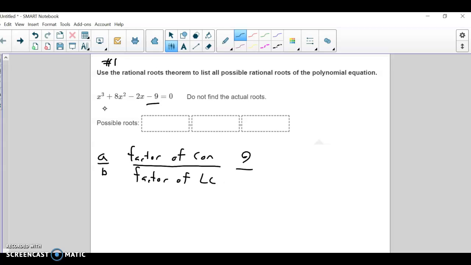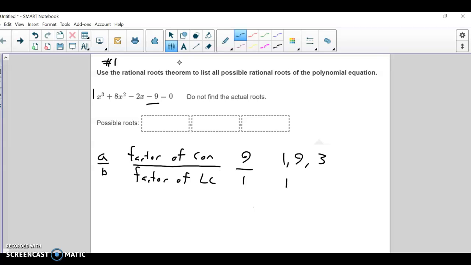And then the leading coefficient is out front here, so it's just 1. So if I list my factors of 9 are 1 times 9 and then like 3 times 3, but I'm not going to list 3 twice, I'm just going to list it once. And then the factors of 1 are just 1.